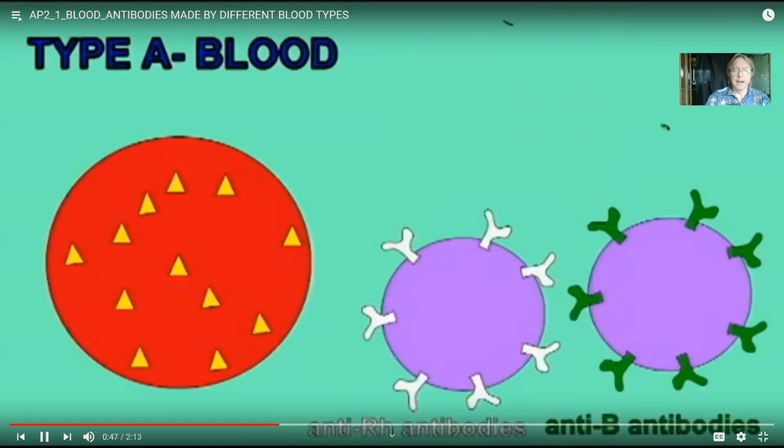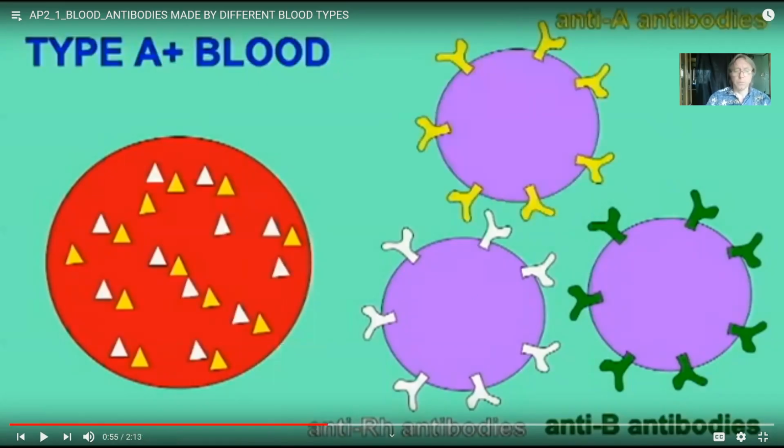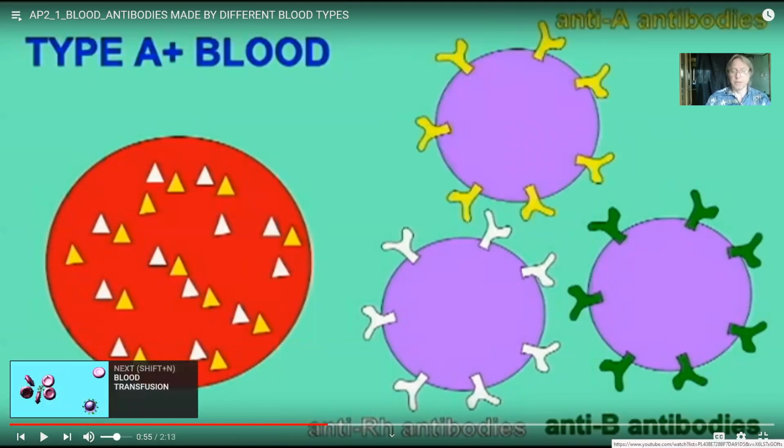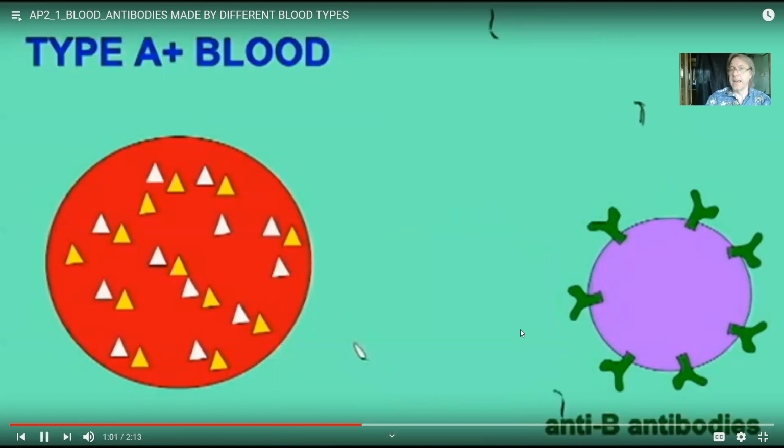In contrast, someone who is A positive has both the yellow and the white triangles on their red blood cells. And then as a fetus, they realize I can't make anti-A antibodies nor anti-Rh antibodies. So this one would attack self, that one would attack self. They both have to go. And so the only antibodies that someone who is blood type A positive would make would be the anti-B antibodies.